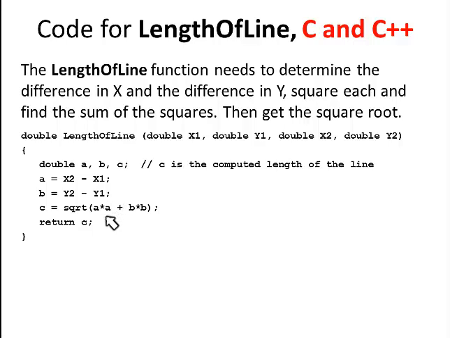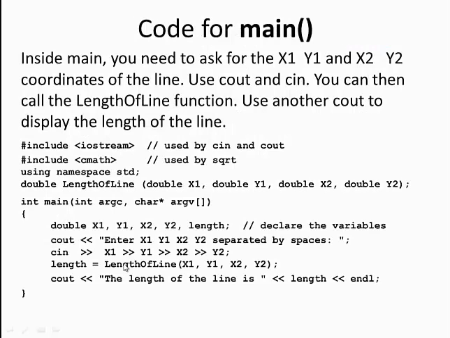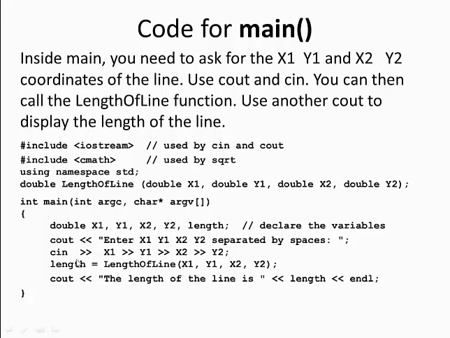I'll square a by multiplying it by itself, square b by multiplying it by itself, add the two squares together, so I have the sum of the squares, and then use the square root function to get the square root of a squared plus b squared. Put that answer in c, and then return c. So the value that comes out is going to be stored into length.